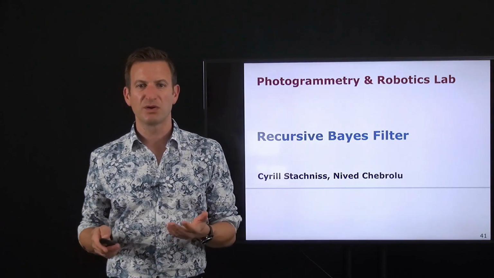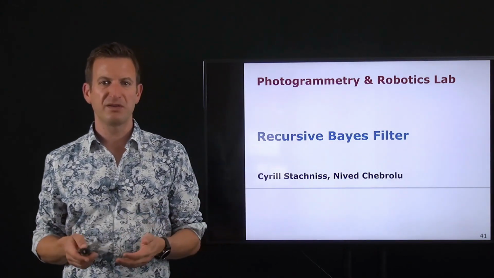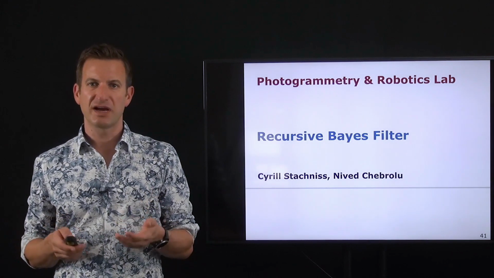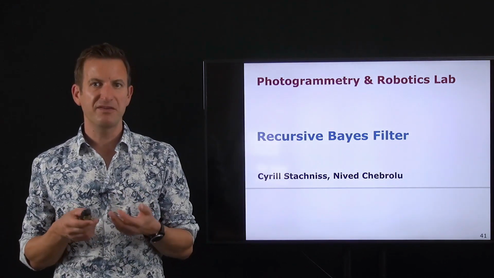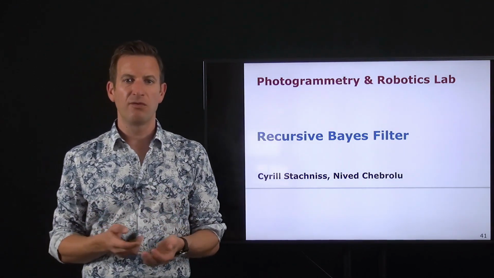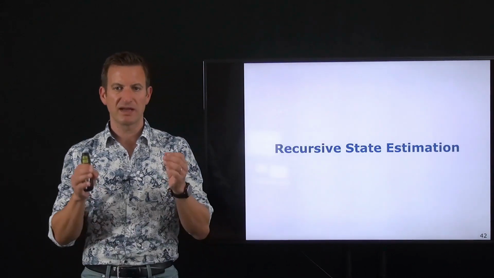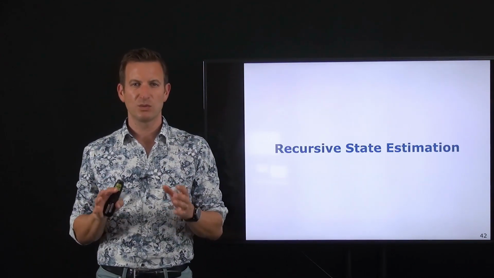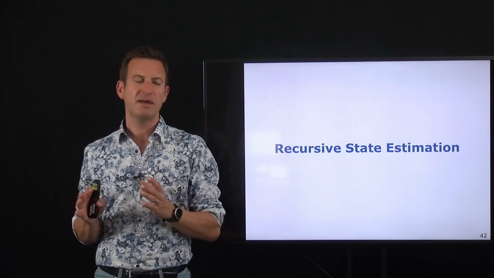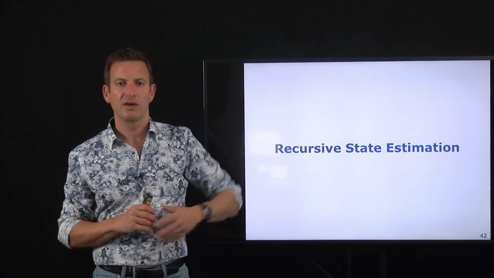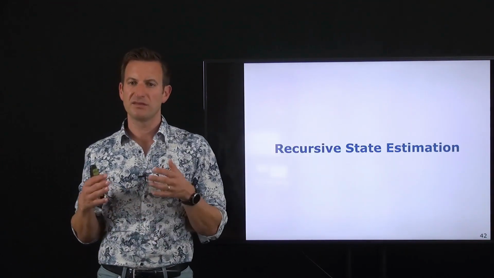So in the next part, we want to look into the recursive Bayes filter and provide an introduction on how to derive the basic Bayes filter framework for recursive state estimation. So again, recursive state estimation, what does that mean? State estimation, without the word recursive, means that we want to estimate the state of the system.